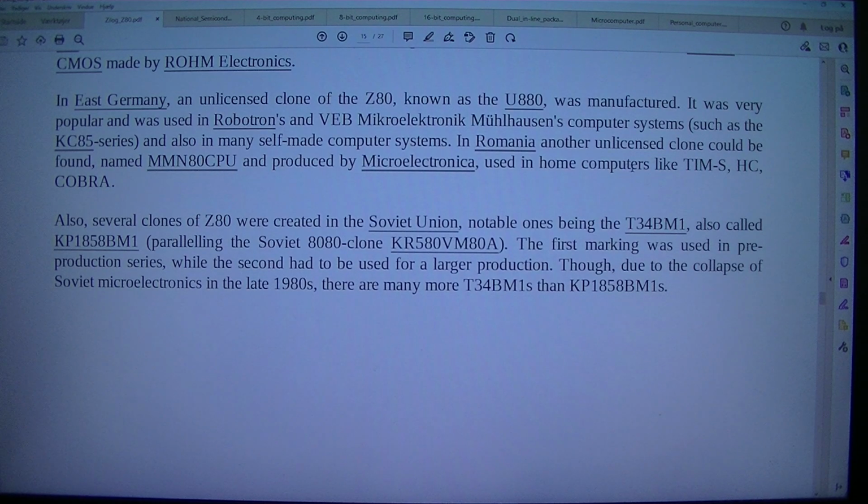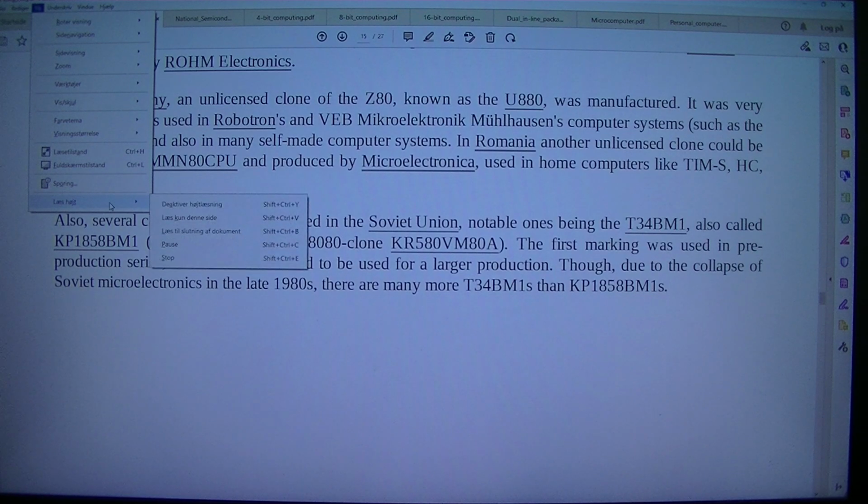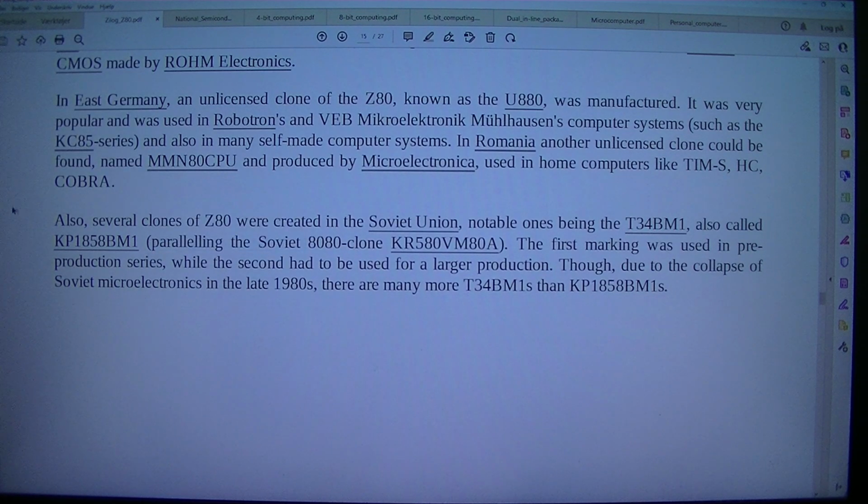In Romania another unlicensed clone could be found, named MMN80 CPU and produced by Microelectronica, used in home computers like TIM-S and HC Cobra. Also, several clones of the Z80 were created in the Soviet Union, notable ones being the T34VM1, also called 1858VM1, paralleling the Soviet 8080 clone KR580VM80. The first marking was used in the pre-production series, while the second had to be used for the larger production. Though, due to the collapse of Soviet microelectronics.